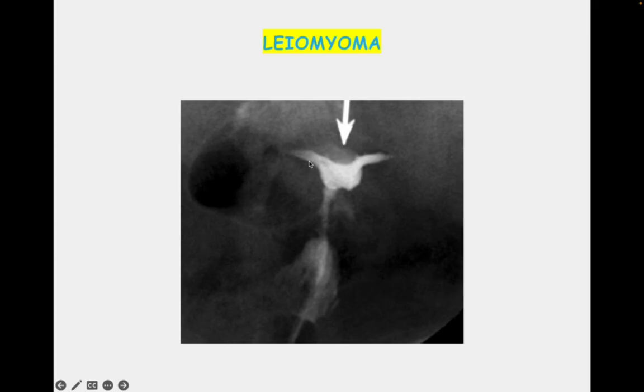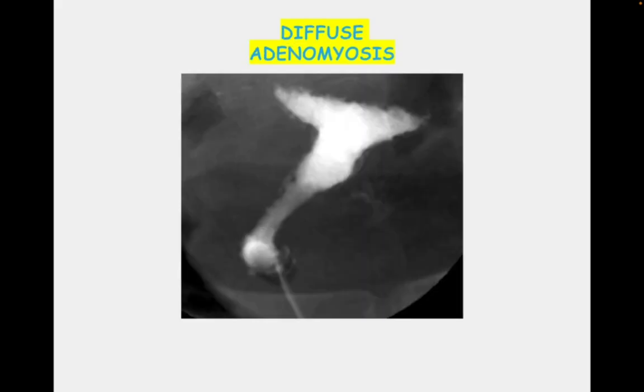All the small polyps, all the small fibroids, they can be seen very clearly. But as we fill the uterus with the contrast, the small space occupying lesions might get obliterated. So the filling phase is the best phase to see the uterine SOLs.